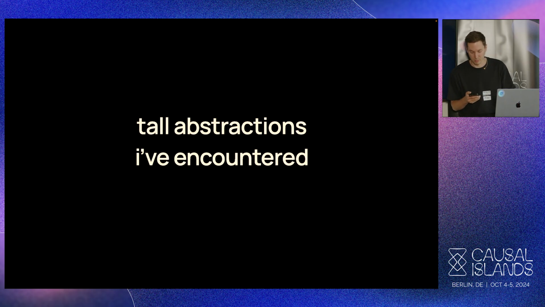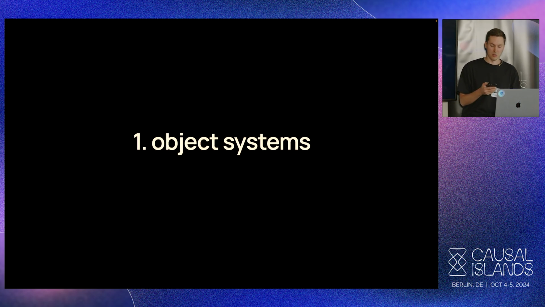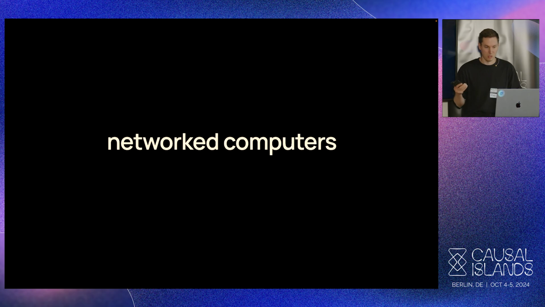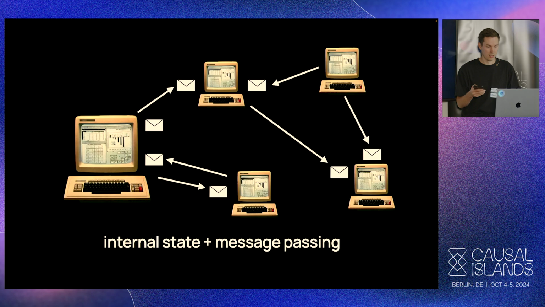I want to talk about some tall abstractions that I've encountered in my life as a programmer. The first big one really was actor systems. They're also known as object systems, but we kind of lost that term, so whatever. Actor system helps be more precise about this. They were invented at the same time people built networks for the first time. What do networked computers look like? You have computers, they have internal state, and then they pass messages to each other, right?